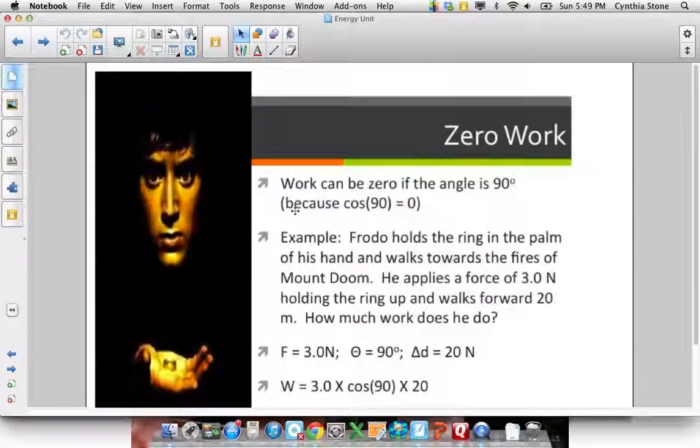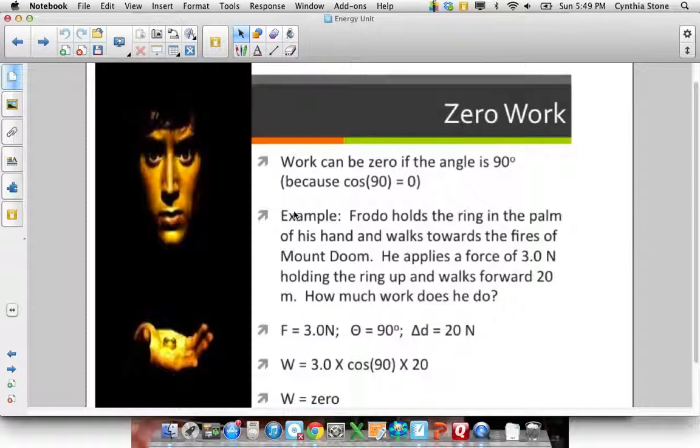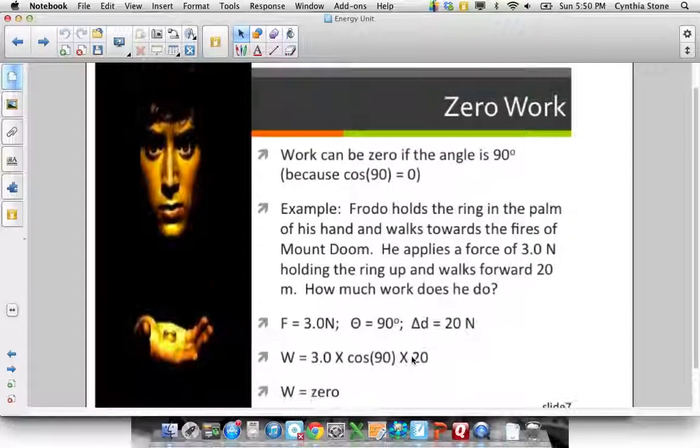Okay. Another example, and I always think of this as a silly one, but I have to tell you anyway. The idea of doing work on something. So if Frodo's walking with the ring and he's got it in the palm of his hand, and he's walking forward, so he's moving, he's applying a force on the ring to keep it from falling, right? But because his motion and the force he's applying up on the ring are at 90 degrees to each other, we theoretically call that no work. He's not actually doing any work on the ring. Anyway, that's a definition for work, 0 work.